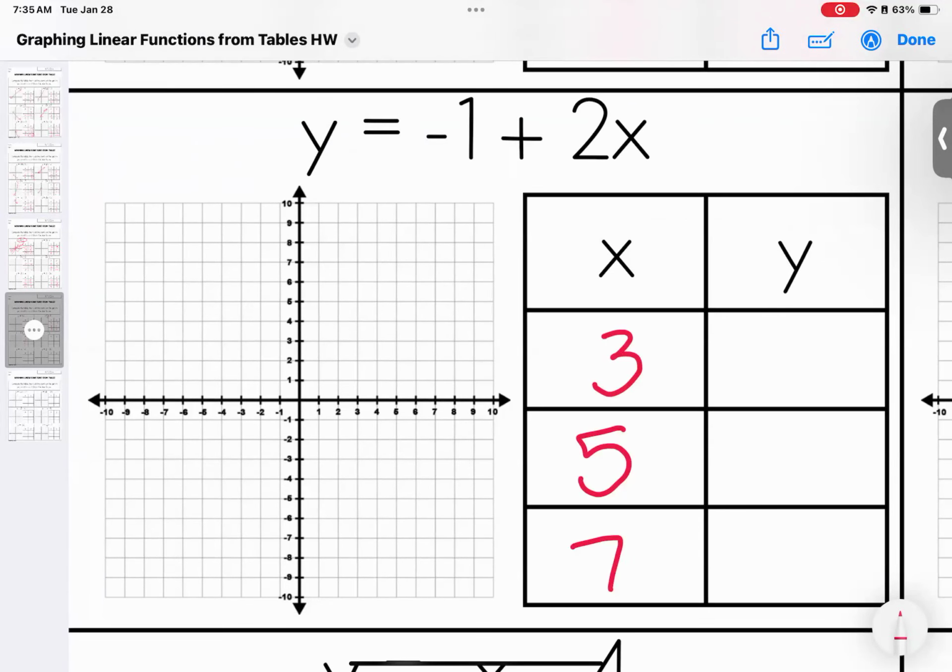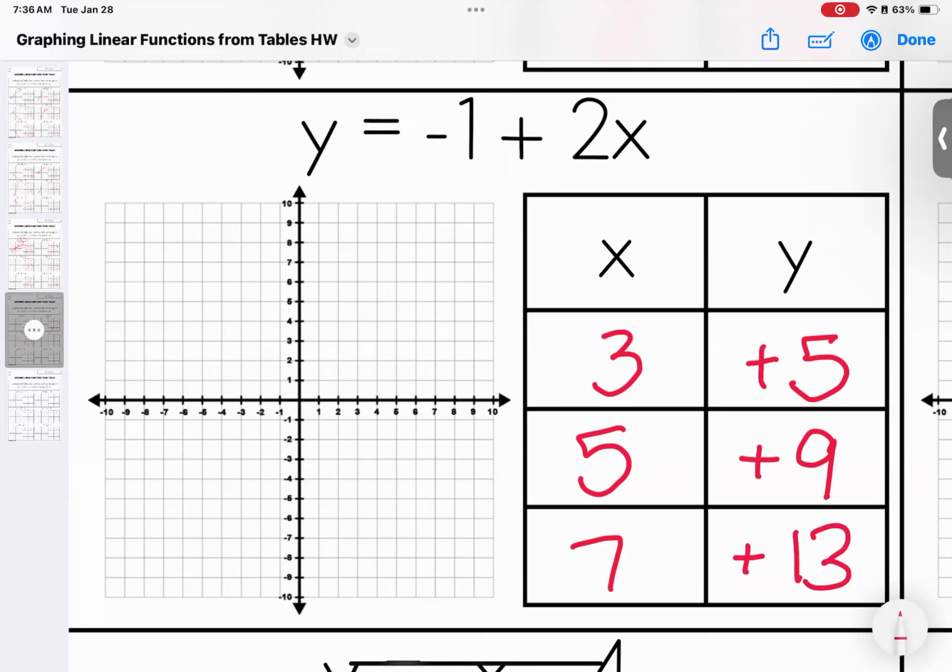Let's go odd. 3 times 2 is 6. 6 plus negative 1 is negative 5. 5 times 2 is 10 plus negative 1 is negative 9. We're really just subtracting 1 from that answer. 7 times 2 is 14. Oh, it's 13. Why am I saying negative? All right, these should all be positive because it would have been positive 6, positive 10, positive 14, just subtracting 1 off of both of those.